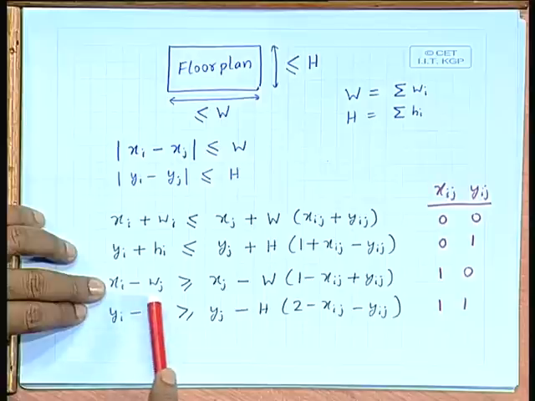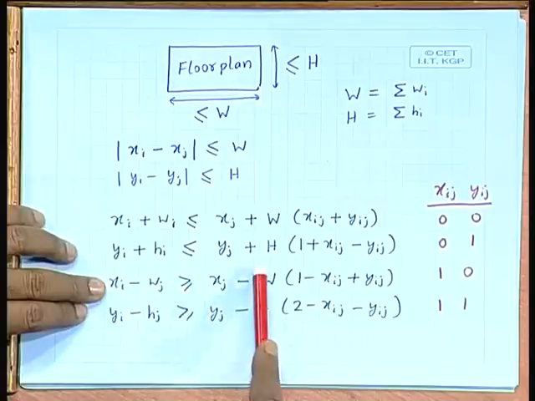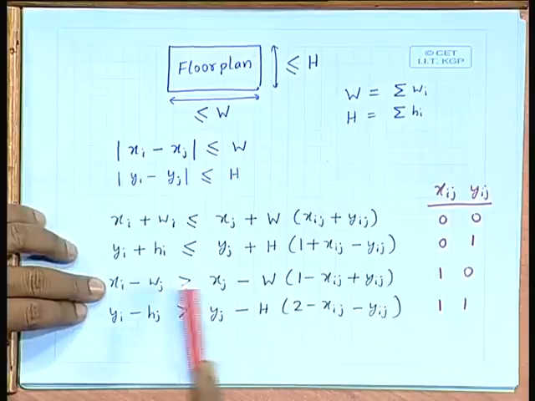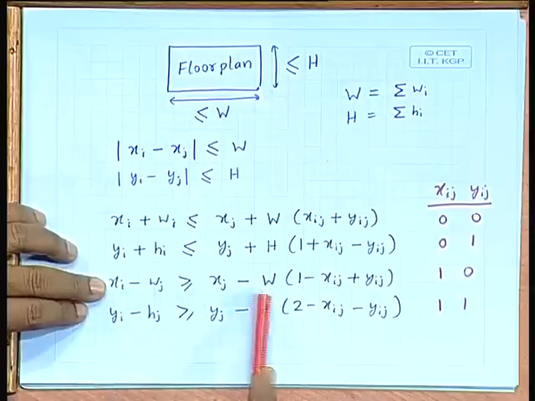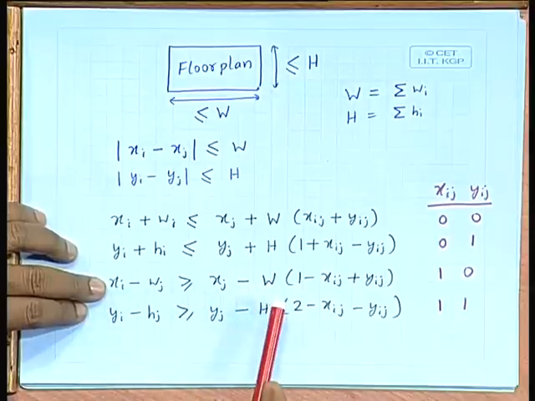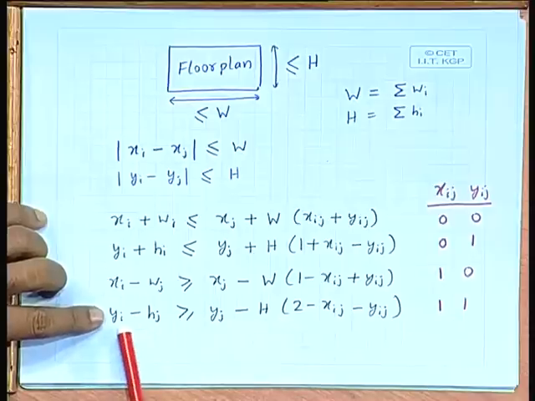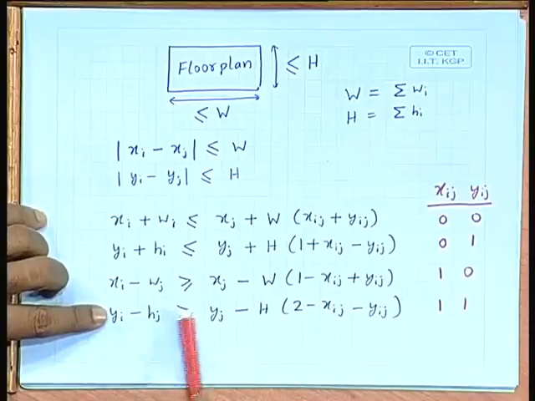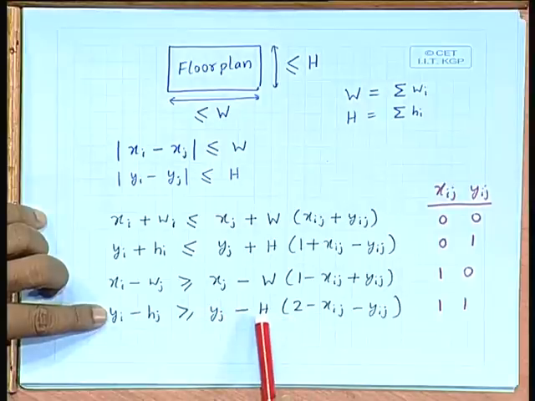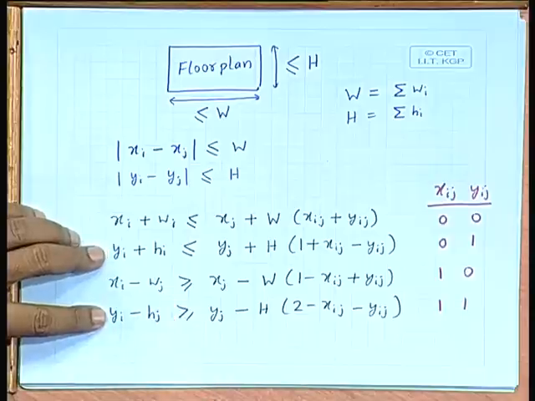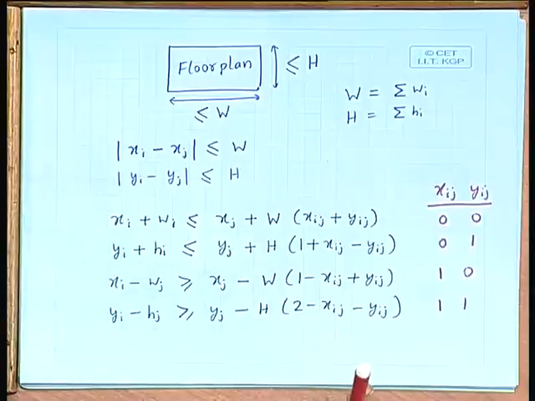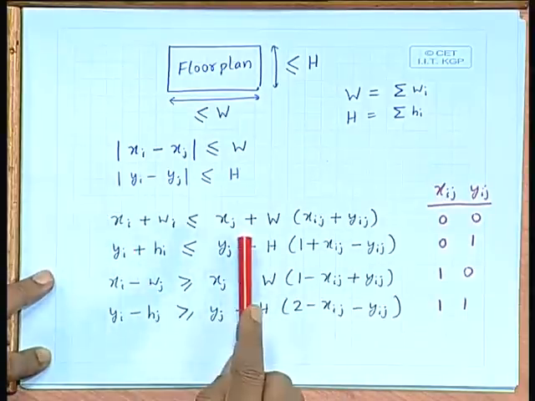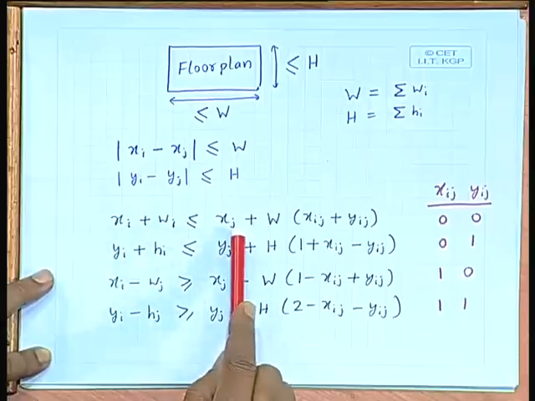Similarly, xi minus wj greater than or equal to xj minus W, the total width, or put it the other way around, xj plus wj less than or equal to xi plus W, this will also be trivially true. Similarly, this one, yi minus hj greater than or equal to yj minus 2H. So the other three equations are getting trivially satisfied. Only one of these equations has the hard constraint that has to be satisfied by suitably selecting the values of xi and xj.